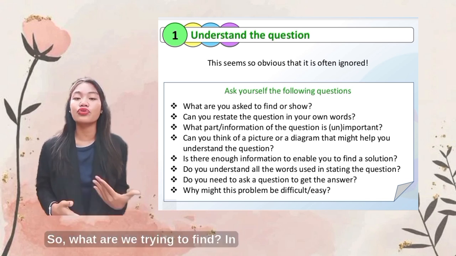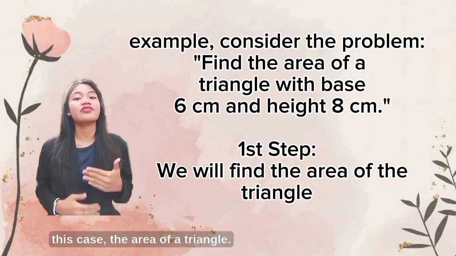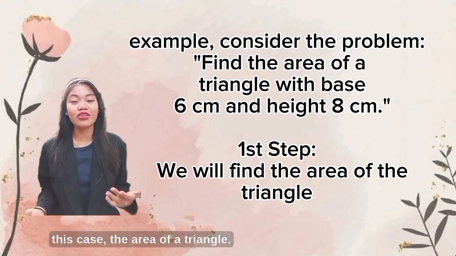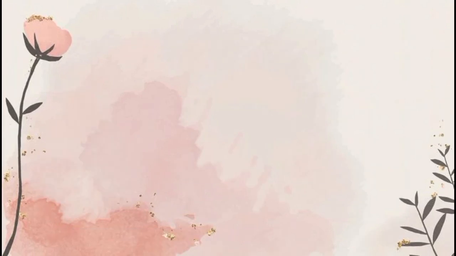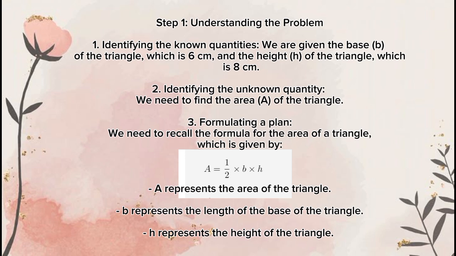What are we trying to find? In this case, the area of a triangle. So step 1, understanding the problem. We need to identify the known quantities. We are given the base of the triangle, which is 6 centimeters, and the height of the triangle, which is 8 centimeters. Next, we need to identify the unknown quantity. We need to find the area, or A, of the triangle.